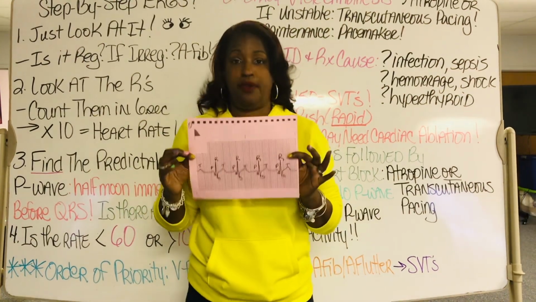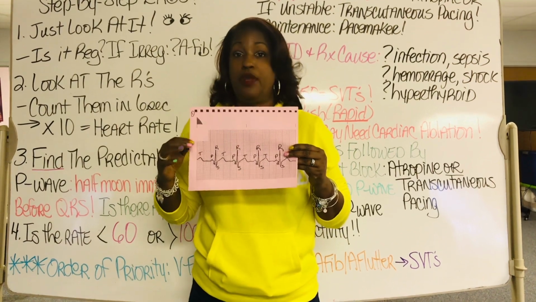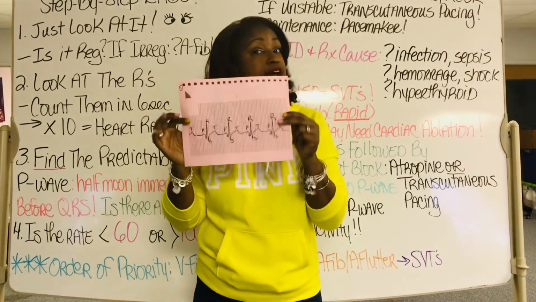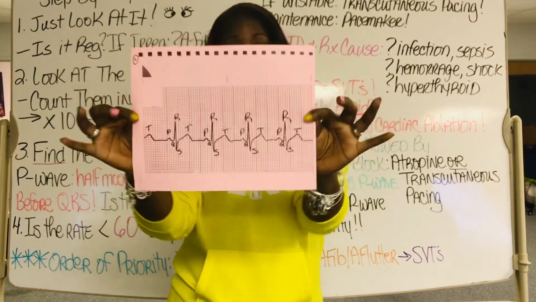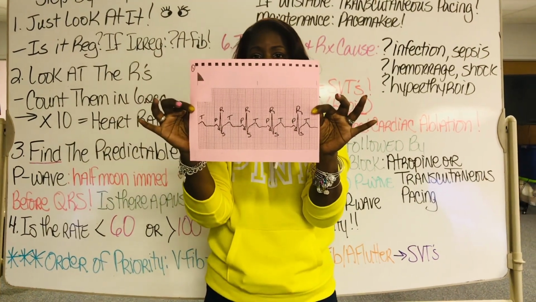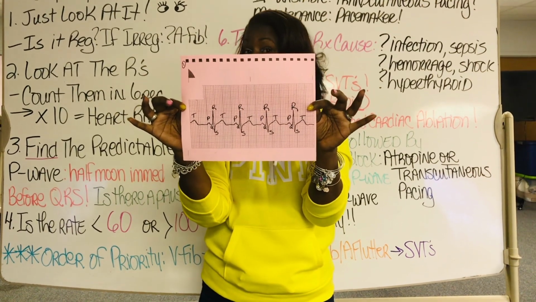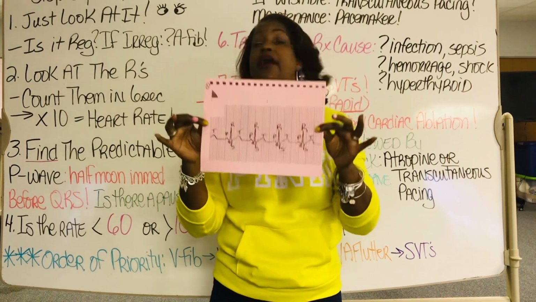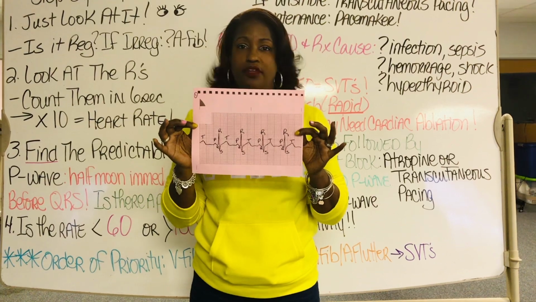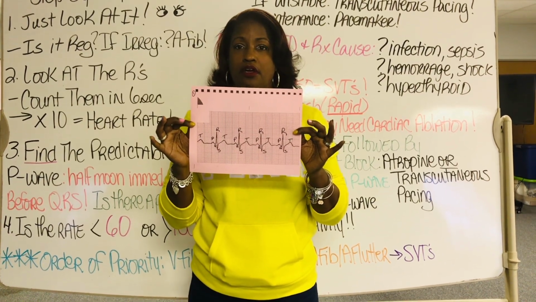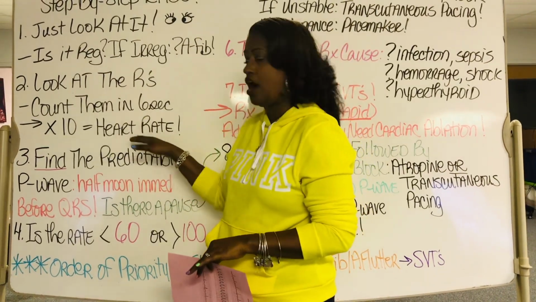Here's our problem. This is not a 6-second strip. If it was, Aaron, we would count these R's. If this was a 6-second strip, what would you come up with? Well, there's 4 R's, so that would be 40. Yeah, because you did what? 4 times 10, right. Came up with 40. But it's not. It's half of a strip. So really, what's the rate since it's only half? It would be double, so it would be 80. Exactly. So you've got to make sure that you're counting the R's for the heart rate.